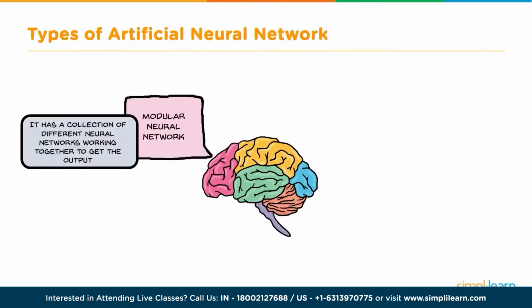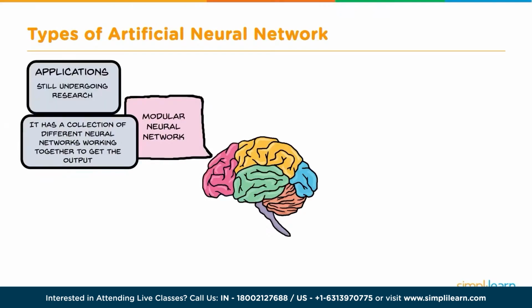Modular neural network. It has a collection of different neural networks working together to get the output. So, wow, we just went through all these different types of neural networks, and the final one is to put multiple neural networks together. I mentioned that a little bit when we separated individuals in a larger photo, and then did the facial recognition on each person. So one network is used to separate them, and the next network is then used to figure out who they are and do the facial recognition.